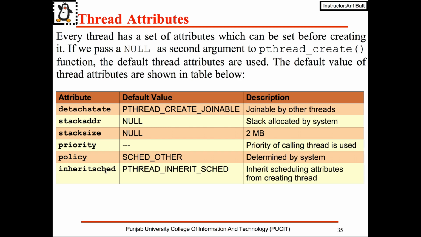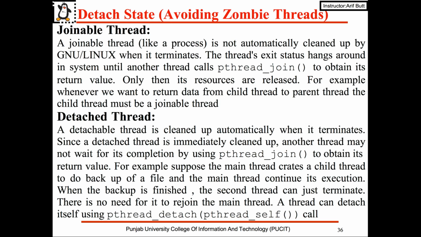The priority policy and the scheduling attribute, that is inheritsched. Let me talk about the detachable and non-detachable thread attribute first. Well, dear students, a joinable thread like a process is not automatically cleaned up when it terminates. The thread's exit status hangs around in the system until another thread calls pthread_join to obtain its return value. Only then its resources are released.